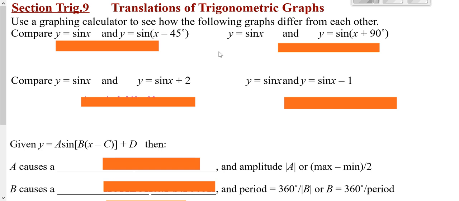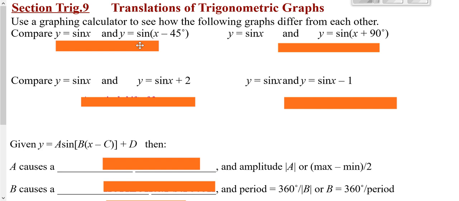Okay, we're going to use your graphing calculator today. However, you need to make sure you're in degree mode. So hit mode, make sure degree is highlighted. In your y equals, put in y1 equals sine of x, and y2 equals sine of x minus 45. And graph those after you hit zoom trig. So go zoom trig and graph them.